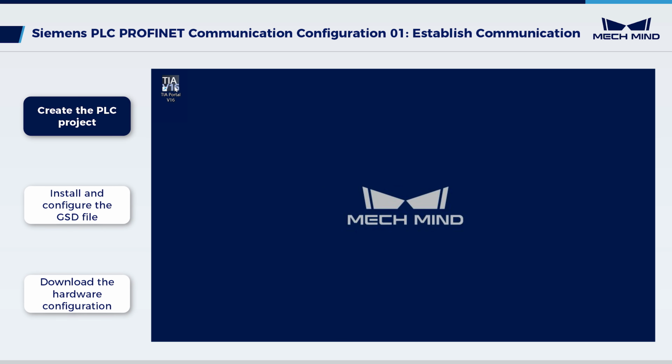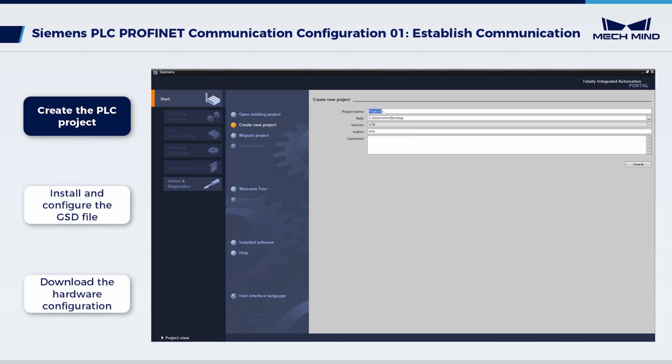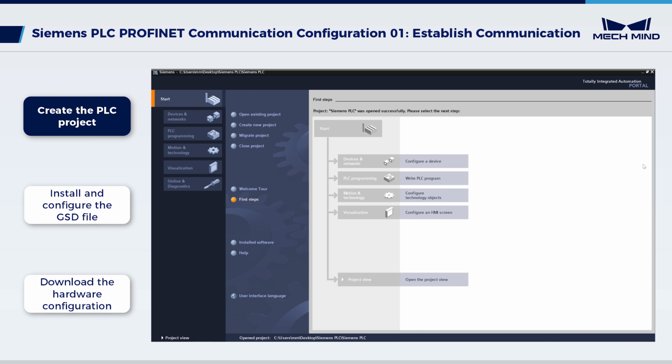After this, create and configure the PLC project. To begin with, create the PLC project. Open PCI-e portal. Click Create New Project. Enter the project name. Select the save path as needed. Click Create. In the pop-up page, click Open the project view.